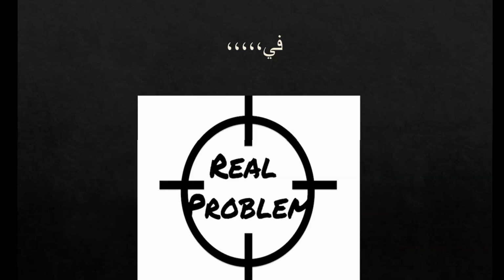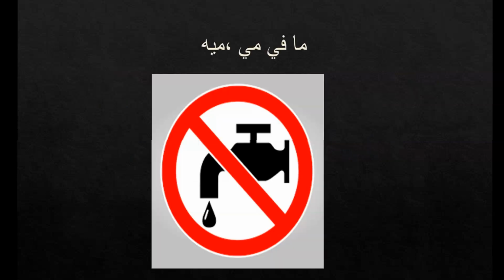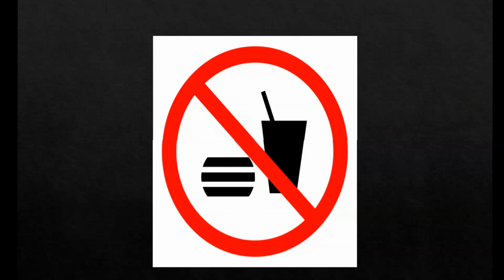في مشكلة, مشكلة, problem. To say there is not or there are not, you can say ما في or ما فيش. ما فيش مية, there is no water, or ما في مي. ما في أكل, there is no food.